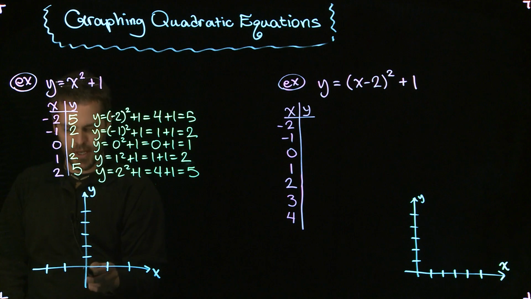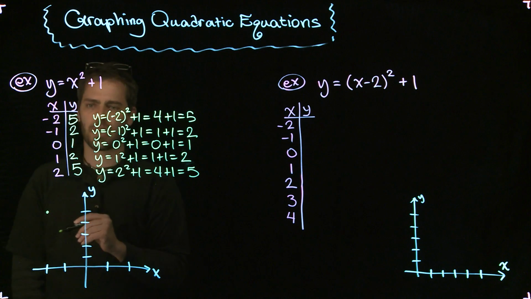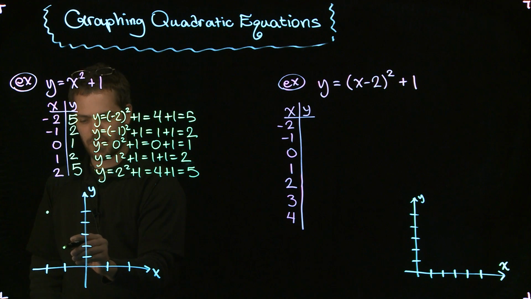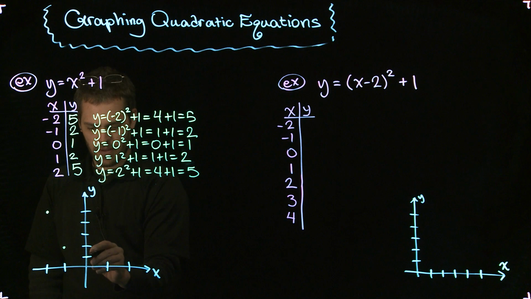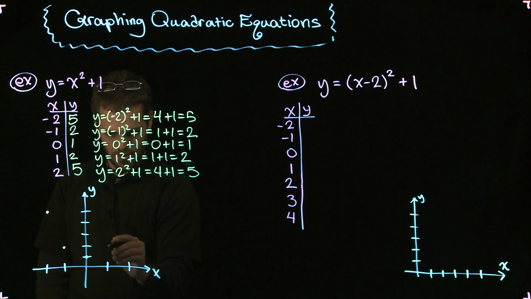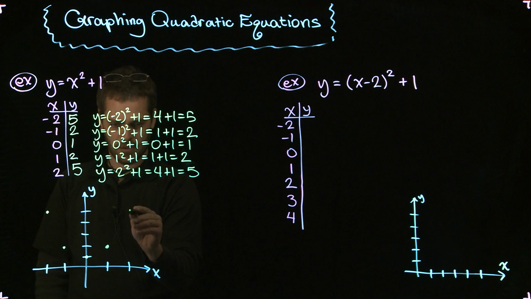Let's go ahead and plot those points. X is negative 2, y is 5. So here's my negative 2 up to 5. Put a point right there. Make that a bit bigger. Negative 1, positive 2. There's the next point. Negative 1 for the x, positive 2 for the y. 0, 1. Okay. 1, 2. Oh, that was a big sloppy point. And then 2, 5. 2 up 5. There we go. About there.